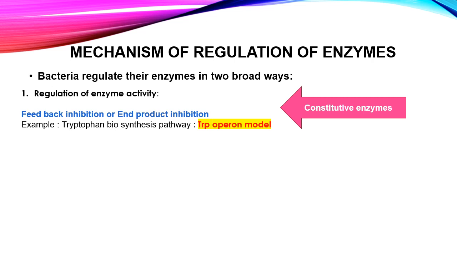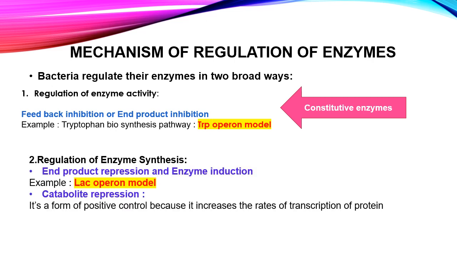Okay, I hope now you're clear with the word regulation of enzyme activity, in which you get feedback inhibition or the end product inhibition, and in that you get the TRYPTOPHAN model. Coming to the second category, regulation of enzyme synthesis. Here the enzyme is synthesized. The category which is dealing with this is end product repression and enzyme induction.